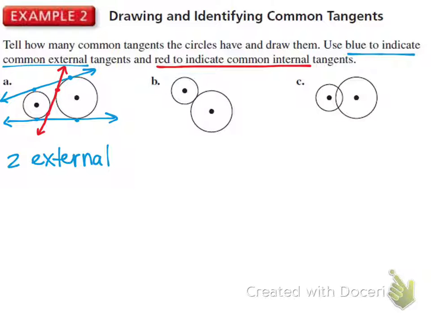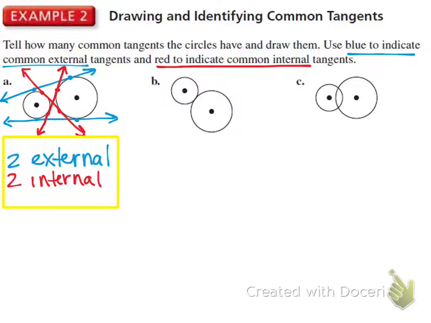So where would my other internal tangent be? The other direction, yeah. Ta-da! Just do the best you can. So we have two internal as well. It does say tell how many there are, so that's why we listed them. You will see this pattern a lot. Really what will change is the amount of internal tangents, not necessarily the external.